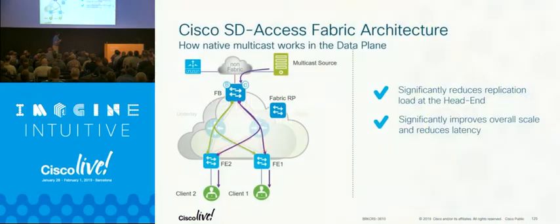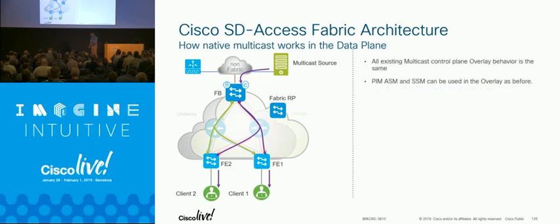In native multicast, we don't do head-end replication anymore, and we use the underlay to basically replicate the traffic. And I'm actually going to talk about that. So we are going to use your underlay to natively replicate the traffic and not do head-end replication anymore. So the way we do this is, all your existing control plane is the same, right? The PIM, the LISP, and everything, nothing changes.